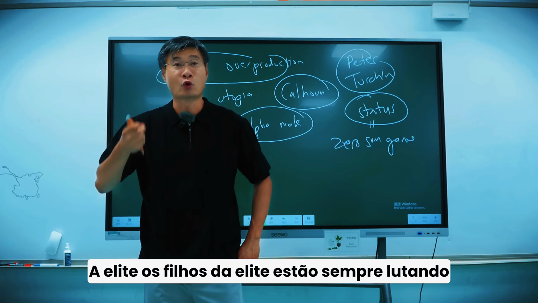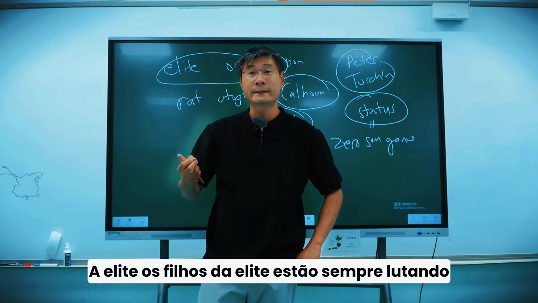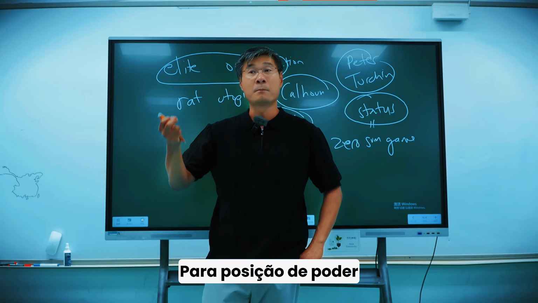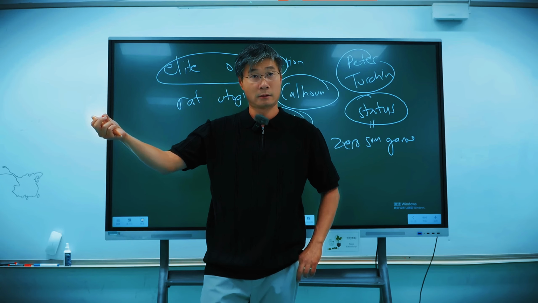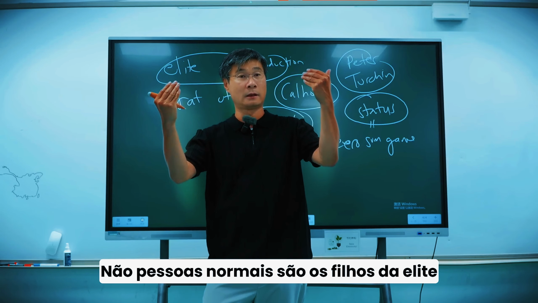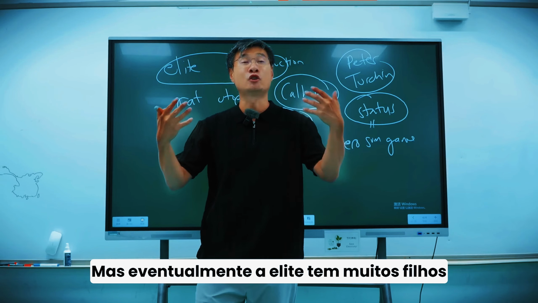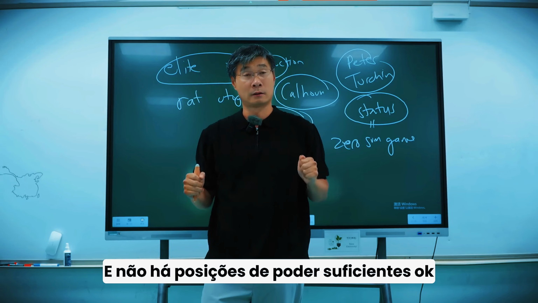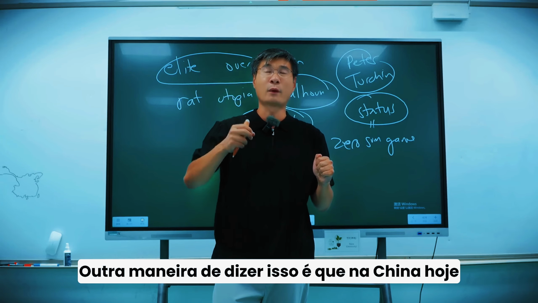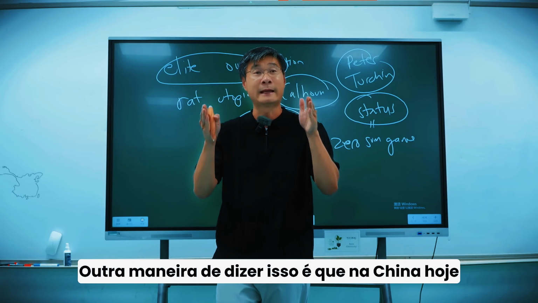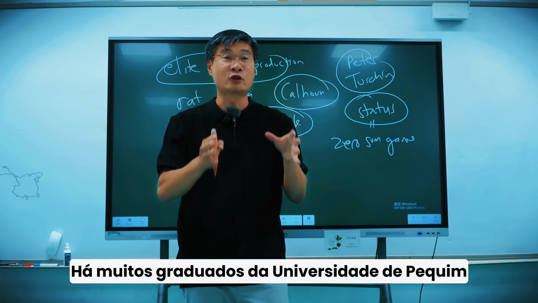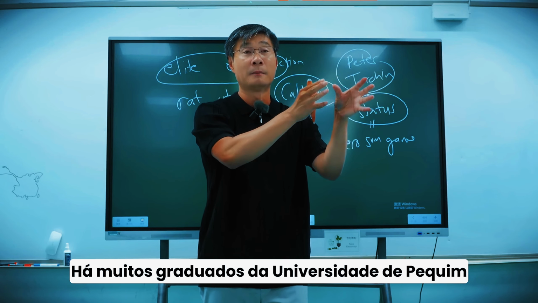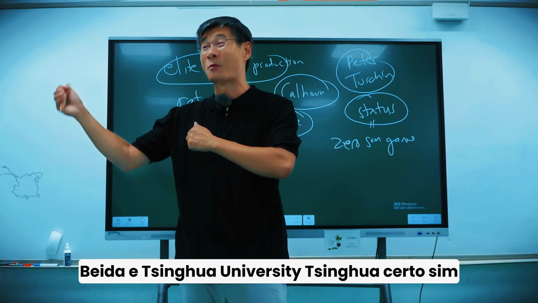The elite, the children of the elite, are always fighting for positions of power. Not normal people, it's the children of the elite. But eventually, the elite have too many children, and there are not enough positions of power. Okay? Another way of saying this is that in China today, there are too many graduates of Peking University, Beida, and Tsinghua University, Tsinghua, right?